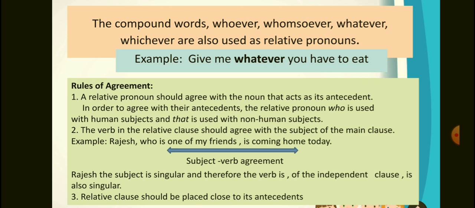For example, Rajesh, who is one of my friends, is coming home today. So here Rajesh, who is one of my friends, is coming home today. Here Rajesh, the subject, is singular and therefore the verb of the independent clause is also singular. Number 3, relative clause should be placed close to its antecedents.